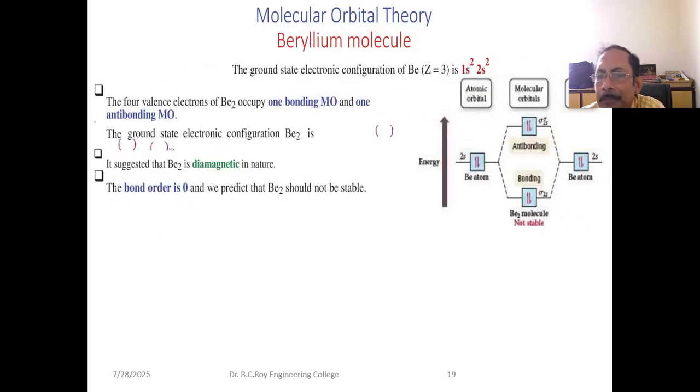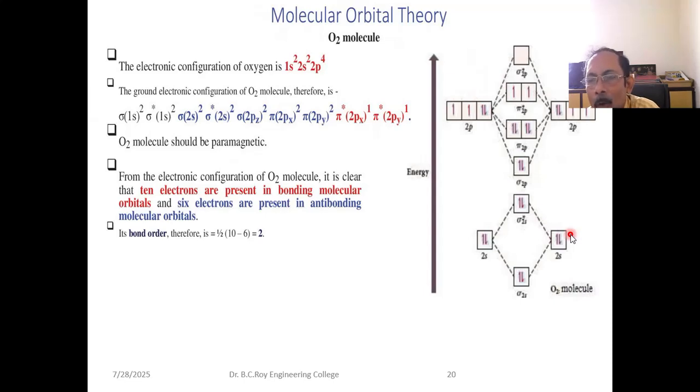Now beryllium. The bond order is 0 because the number of bonding electrons and the number of anti-bonding electrons are equal here, so they cancel and it is not stable. So Be2 does not exist, like He2 does not exist, but Li2 can exist theoretically. Be2 does not exist because the bond order is 0. Next, go to oxygen as another example.